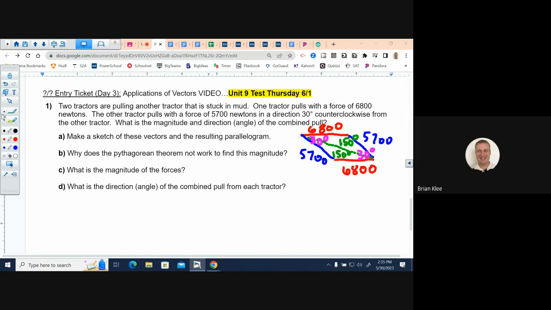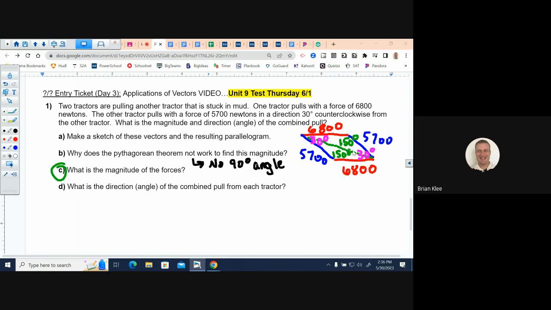So why does Pythagorean theorem not work? We don't have a 90-degree angle. This is not a rectangle or a square where we have right angles. I can't use Pythagorean theorem to get the combined magnitude of the forces. So now part C, we're using law of cosines.